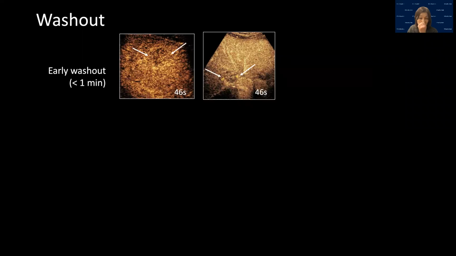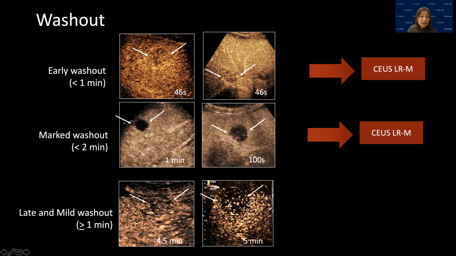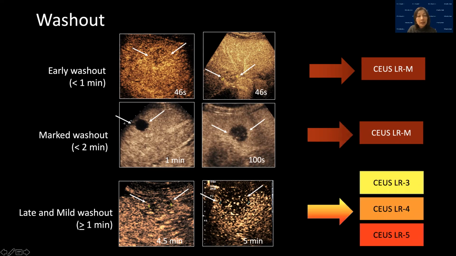So let's review how these washouts look. These are early washout in less than 1 minute. So these are LIRADS M. These are marked washout, black before 2 minutes, that's CEUS LIRADS M. And then late and mild washout, these are at 4 or 5 minutes. These are late and mild washout. That's LIRADS 3 and 4 and 5 again, depending on the size of the nodule and the presence of AFI.